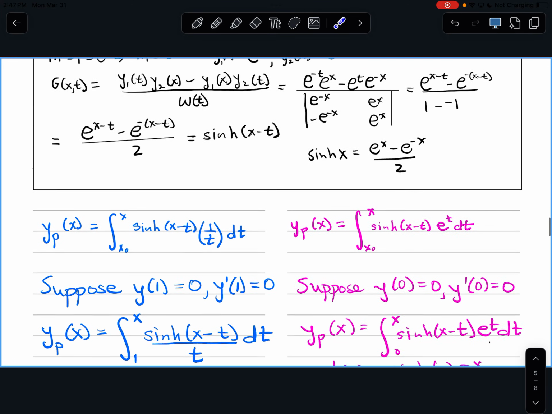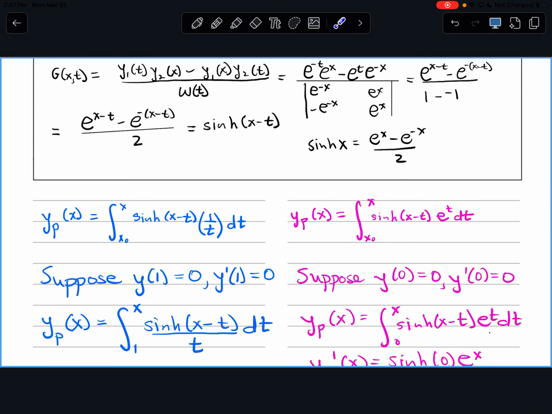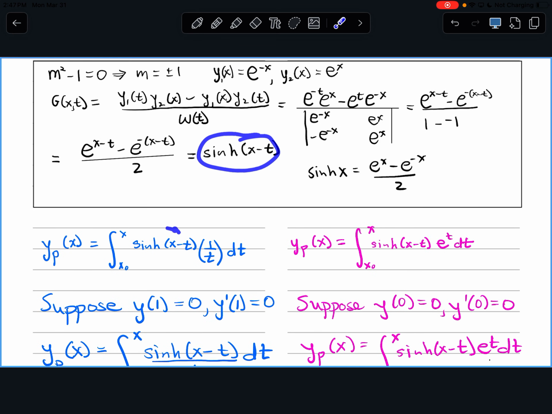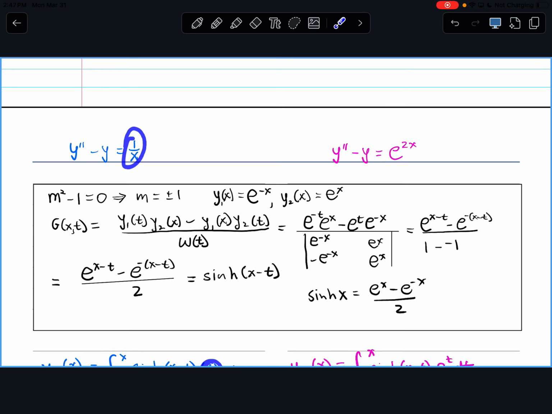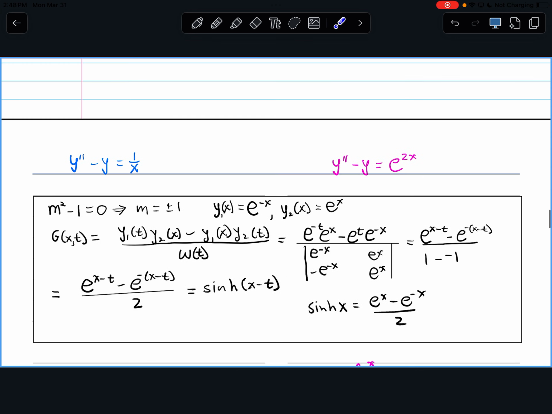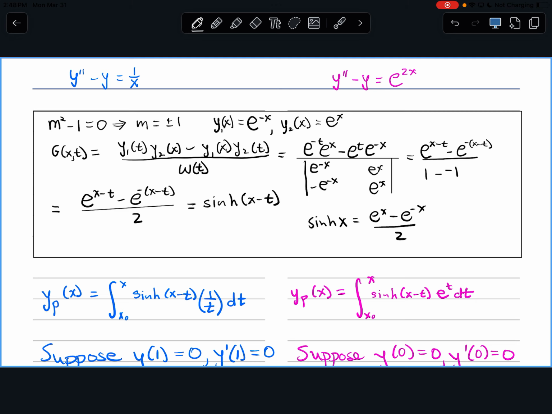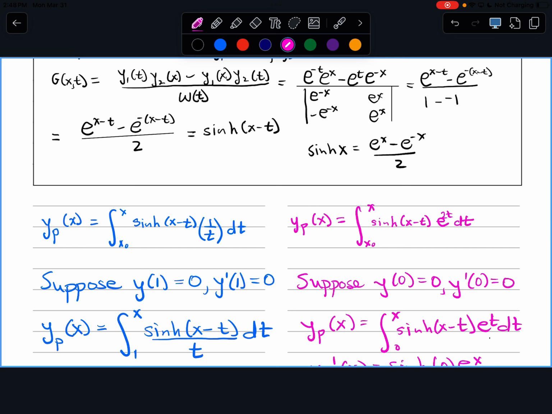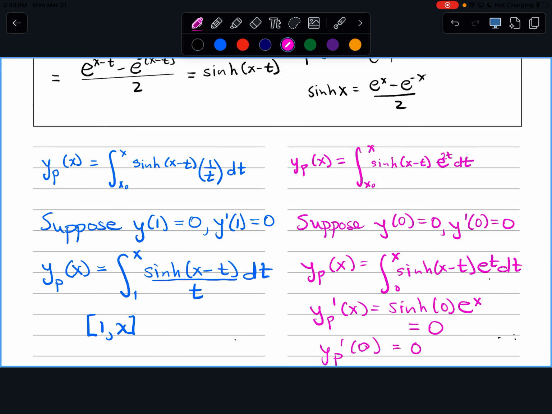Now we're ready to write the particular solution. First of all, for the blue, notice I've got this, and I put 1 over t for this one. For the other one, it looks very similar, except I've got e to the t, that should be e to the 2t. There we go, e to the 2t. And I notice I made that mistake throughout, so I won't pay any attention to what I've got here.